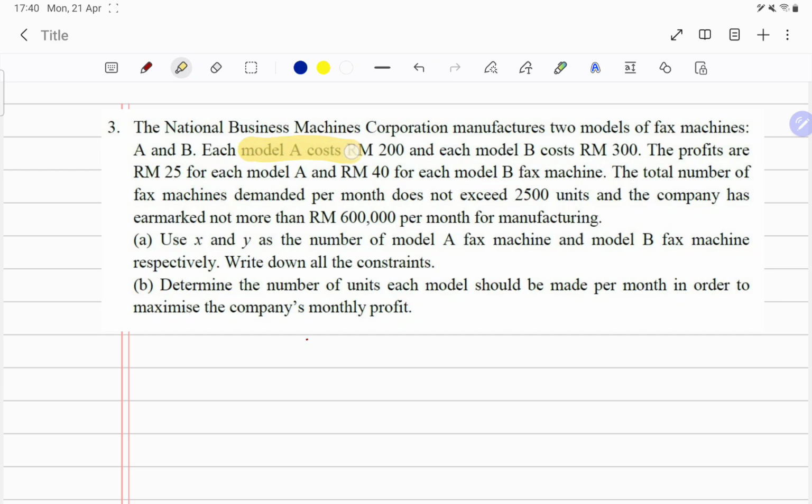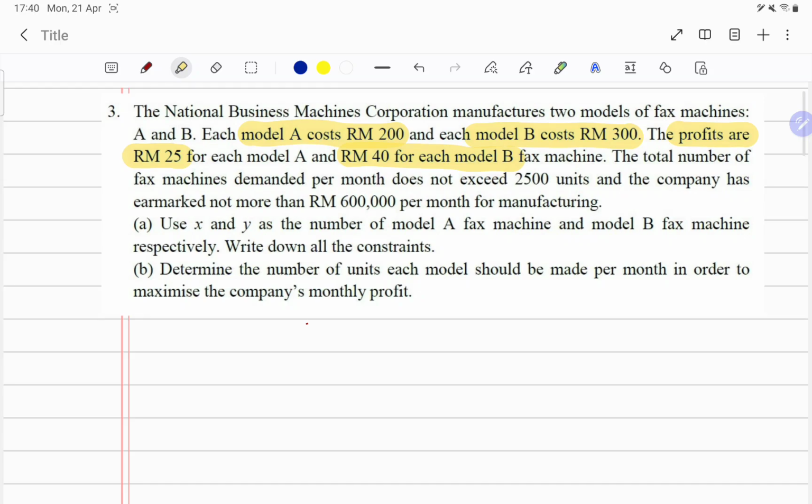where the cost for model A is equal to 100. Model B, the cost is 300. And then the profit is 25 for model A, 40 for model B. Okay, the total number of fax machines they give to us, which is model A and B just now, total number does not exceed 2,500, and the company has earmarked not more than 600,000 per month.